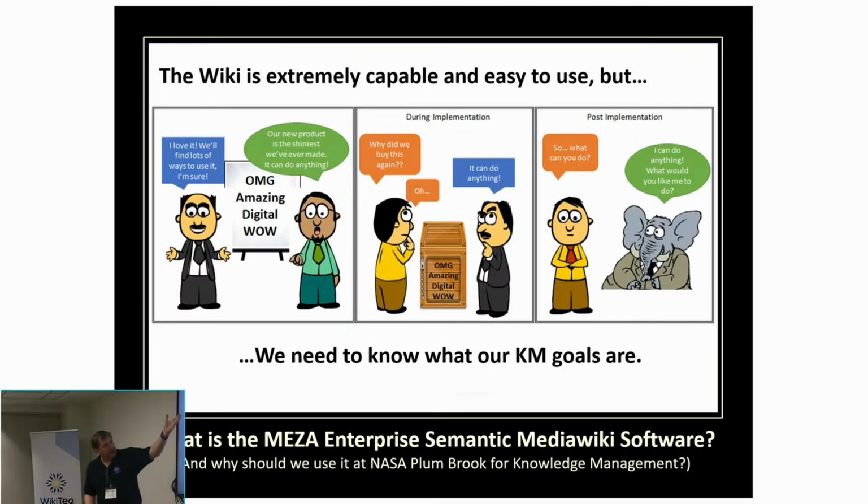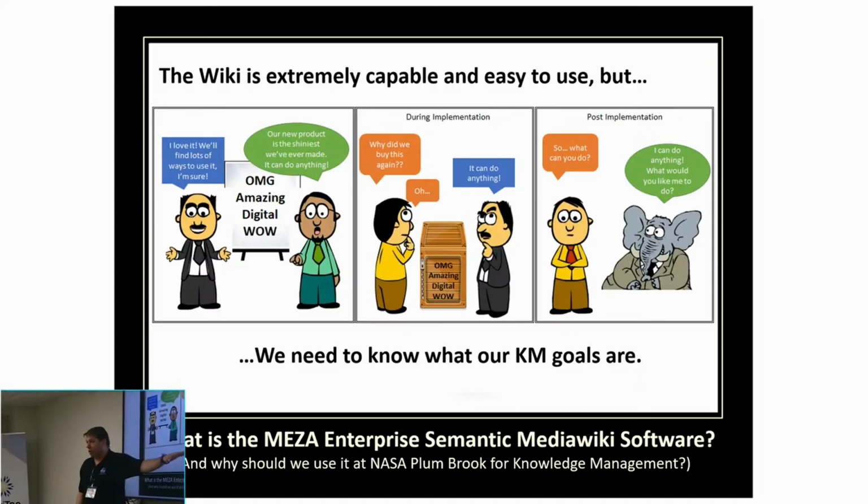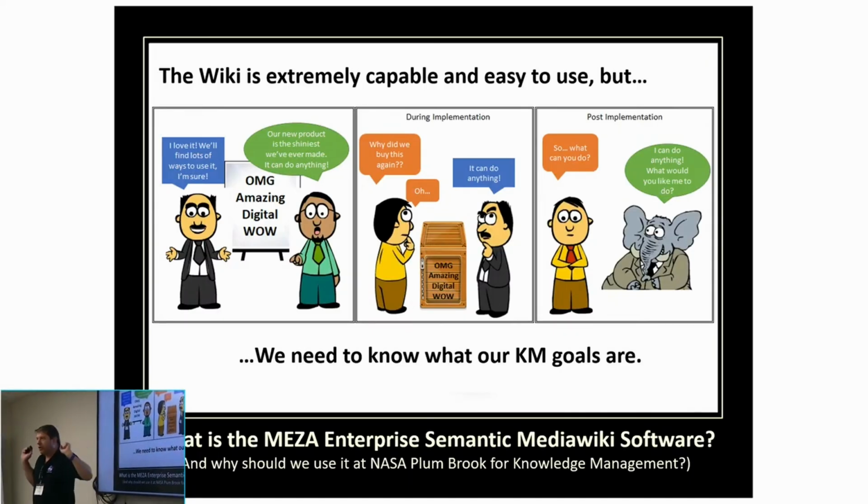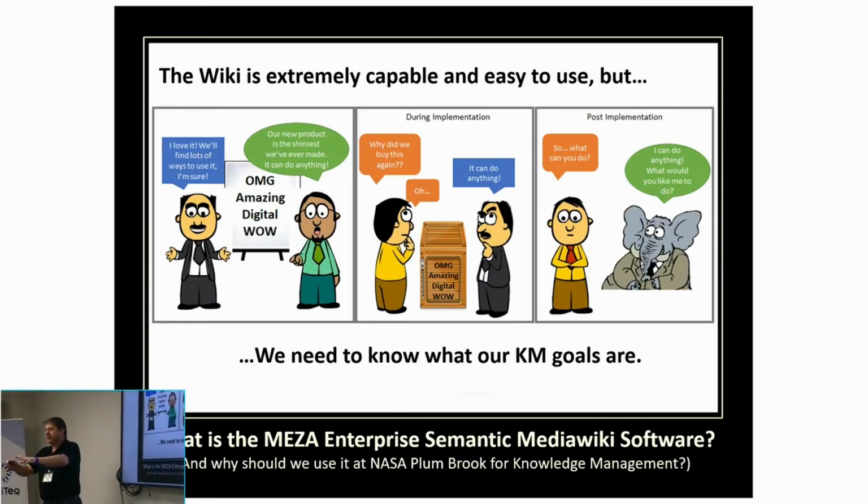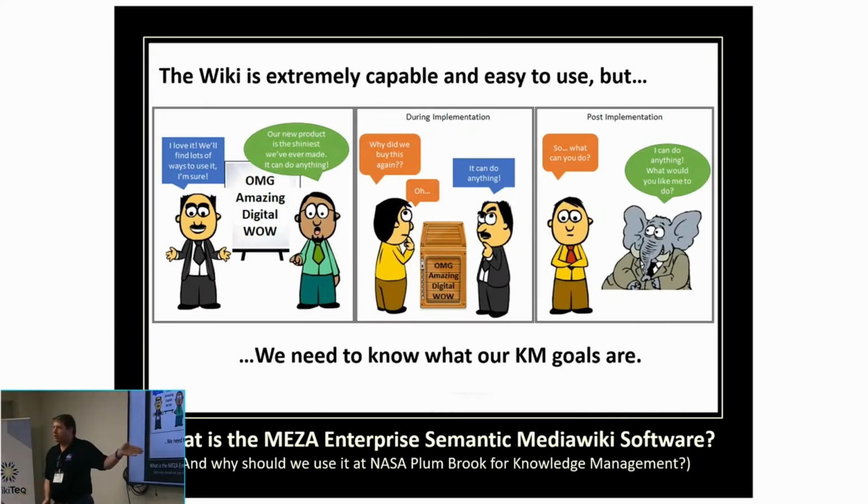So what can you do? Well, I can do anything. What do you want? The point is we need to know what our knowledge management goals are. So you can't just put the wiki into the organization and expect it to immediately improve everything. If you don't have knowledge management goals, it's not going to work.